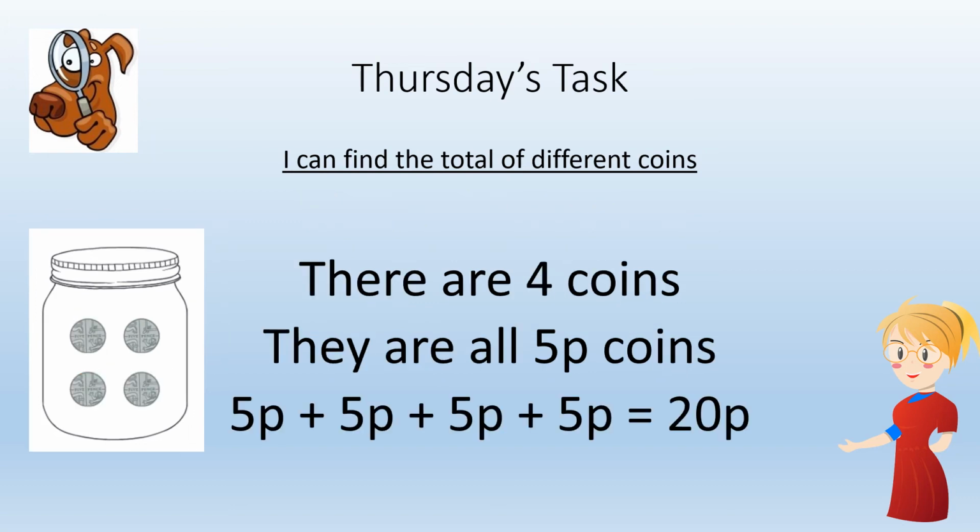Finally, in jar 3, there are 4 coins. They are all 5p coins. So we have 5p, add 5p, add 5p, add 5p. We've got 20p altogether.